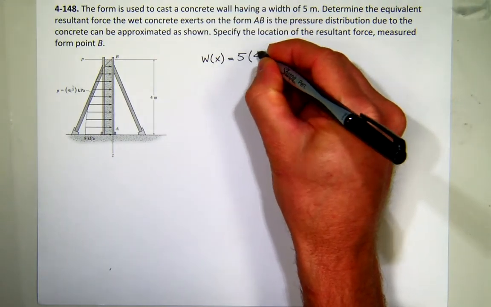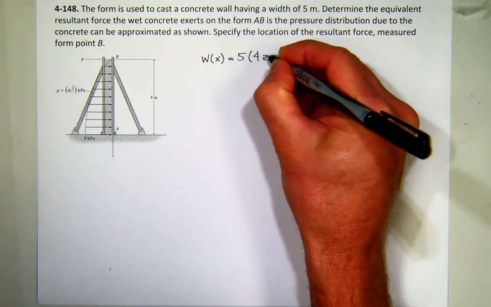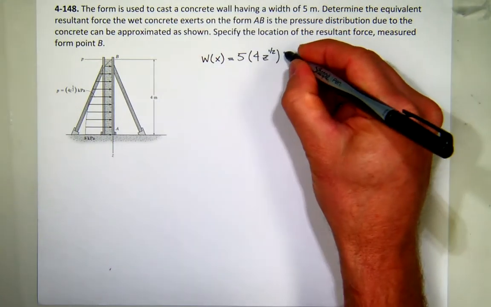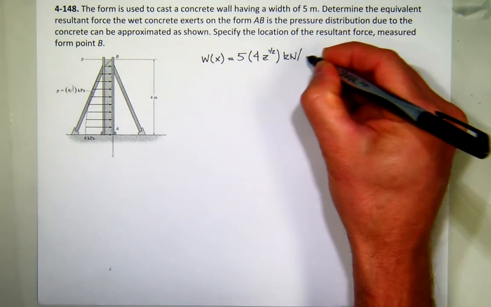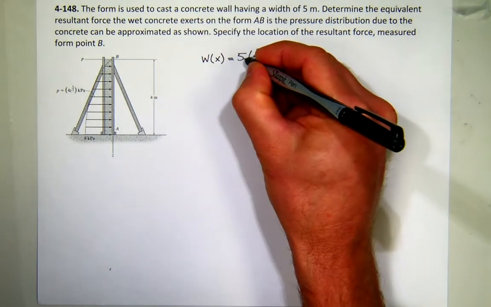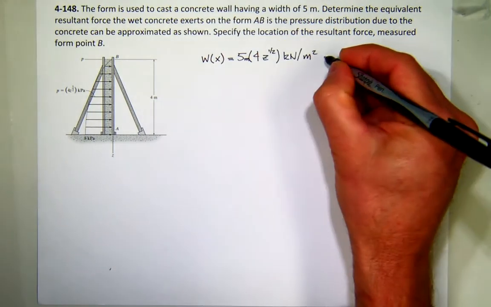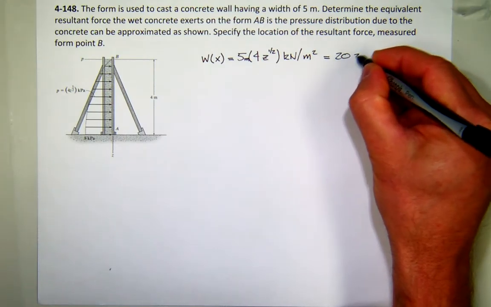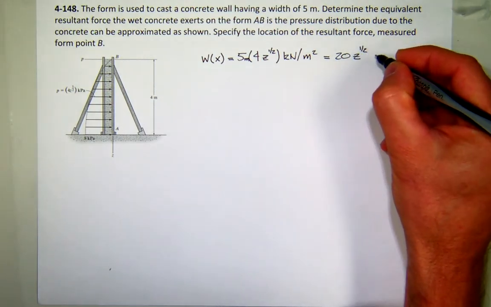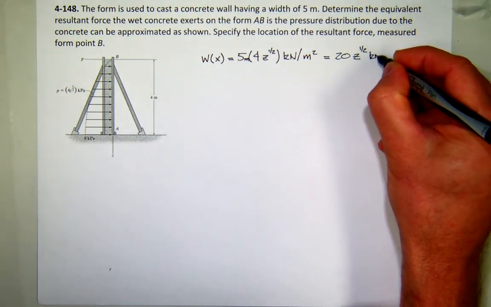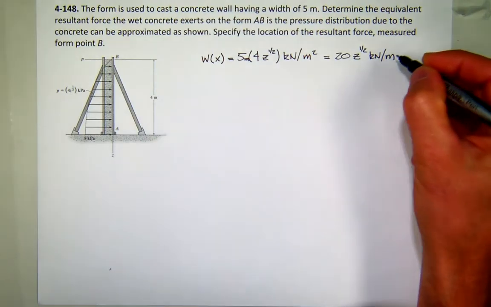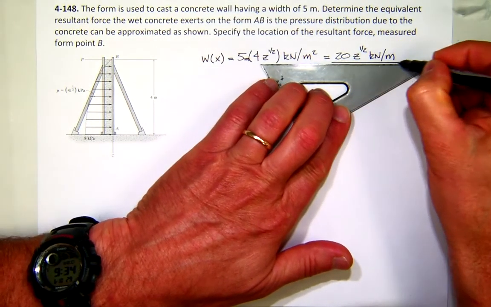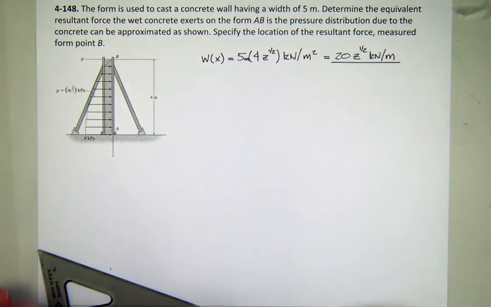times 4 z to the 1/2 power, and that's kPa, which is kilonewtons per meter squared. I left my meter off there. So our resulting force will be 20 z to the 1/2, and now we'll have the units of kilonewtons per meter. So that'll be the value of the force along this edge as a distributed load.